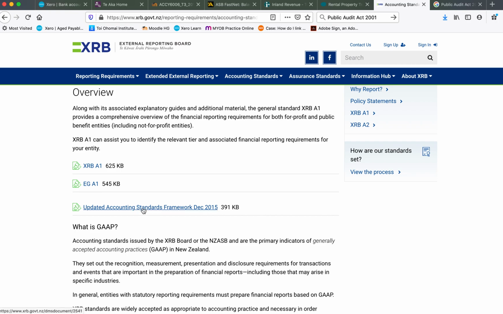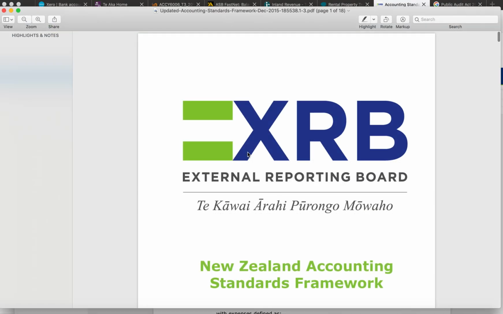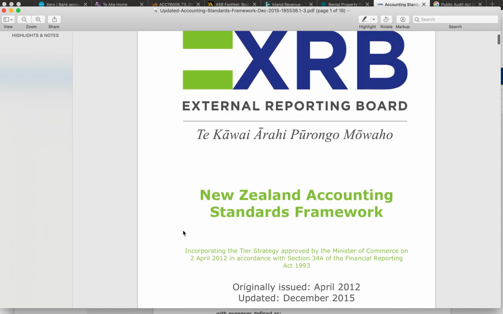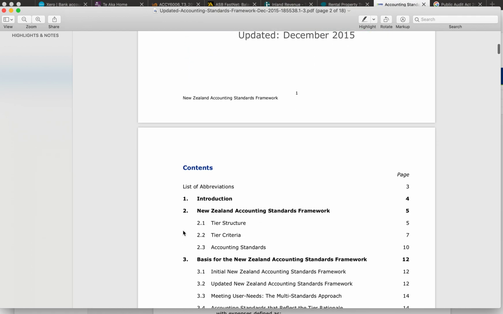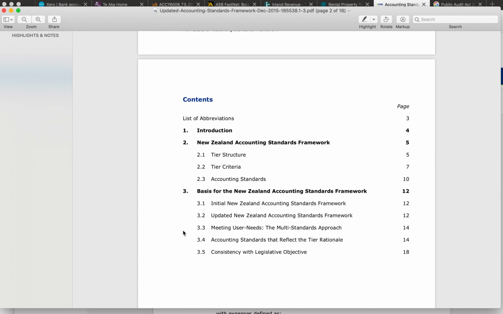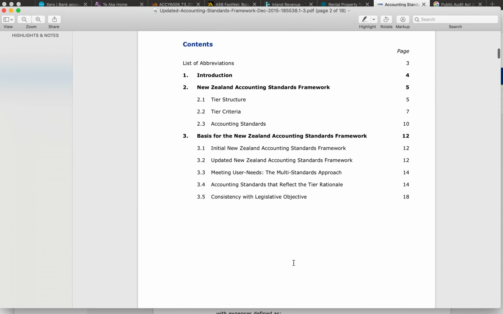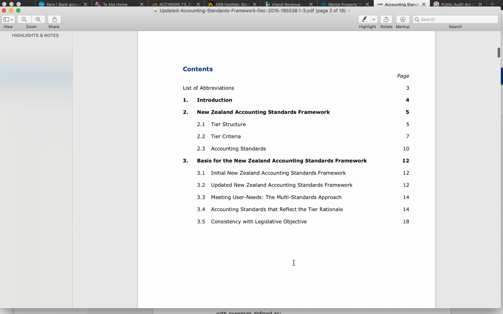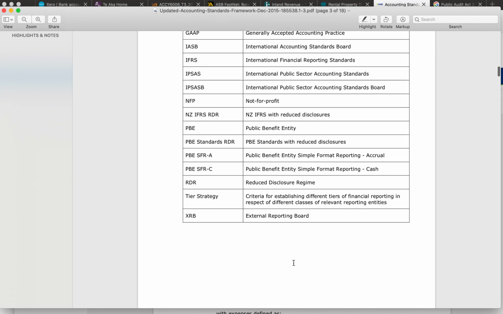This is the accounting framework, right? So it's a document. You can print it off, you can take it in, you can highlight parts, you can take it into the exam. Okay, so there's the framework, originally issued in April 2012, updated in 2015. Okay, the contents, it's not a very big document, okay, 18 pages in length. Okay, so if you knock out some of the contents page for a start, you're already going down. Okay, abbreviations.